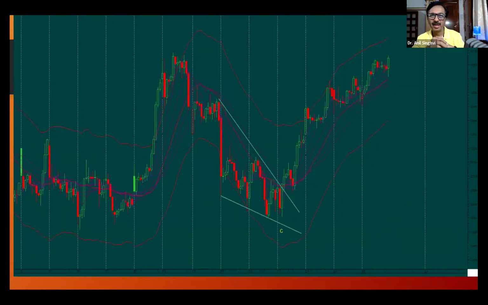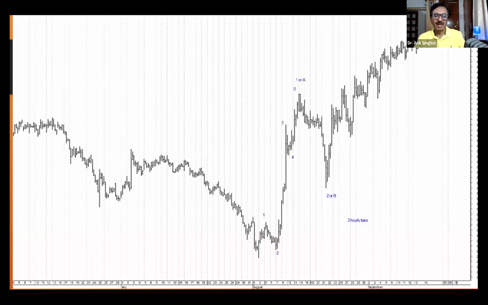This was the ending diagonal, and Bank Nifty took off like anything. Everybody was bearish when the diagonal was being formed, but I could see that this is an overlapping wave in the right position and right for an up move. So I'll give you another example.